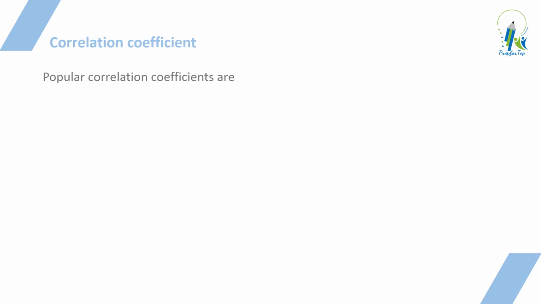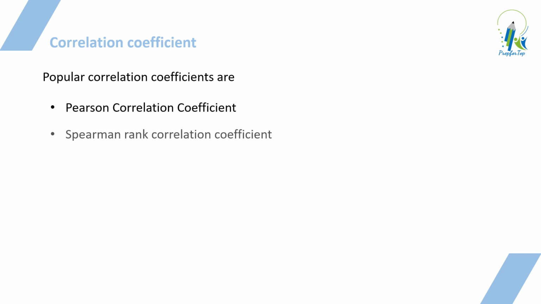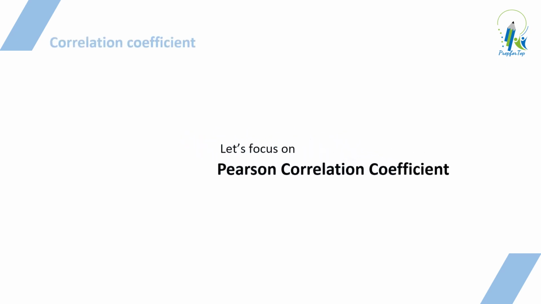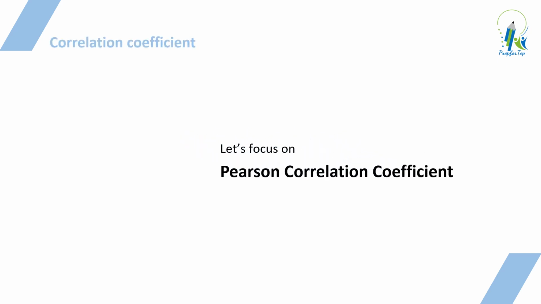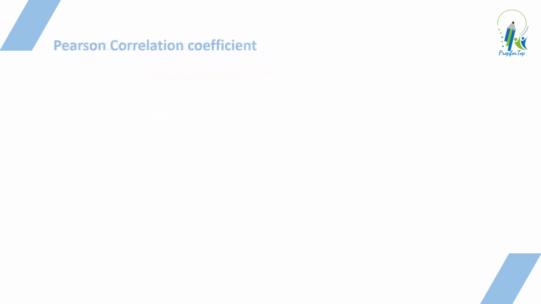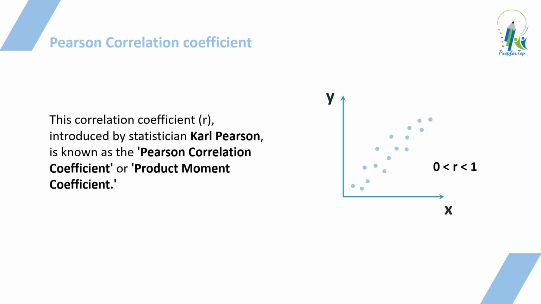Popular correlation coefficients are Pearson Correlation Coefficient and Spearman Rank Correlation Coefficient. Let's focus on Pearson Correlation Coefficient. This correlation coefficient, R, introduced by statistician Karl Pearson, is known as the Pearson Correlation Coefficient or Product Moment Coefficient.